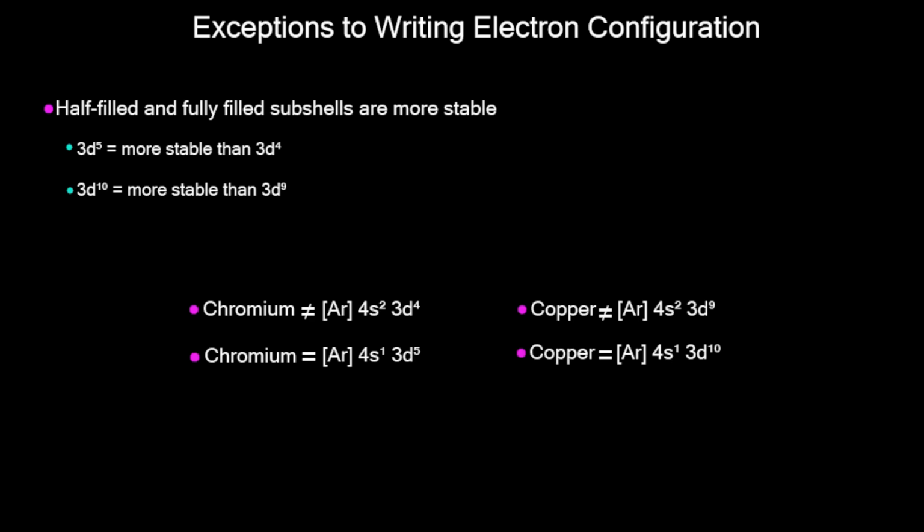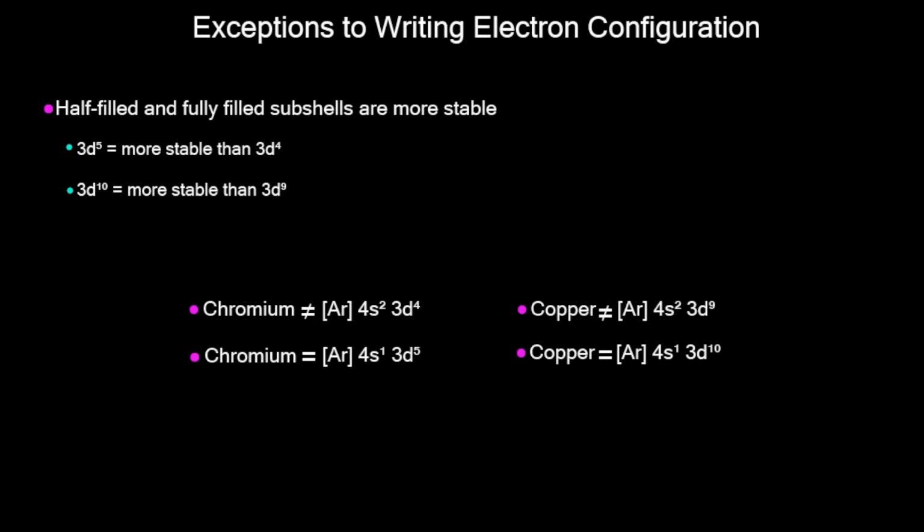Now let's look at copper with an atomic number of 29. Based on the Aufbau principle, we would predict the configuration to be [Ar] 4s2, 3d9. But copper actually has an electron configuration of [Ar] 4s1, 3d10. Again, one electron moves from the 4s orbital into the 3d orbital. This time, the result is a fully filled d subshell, which is even more stable.